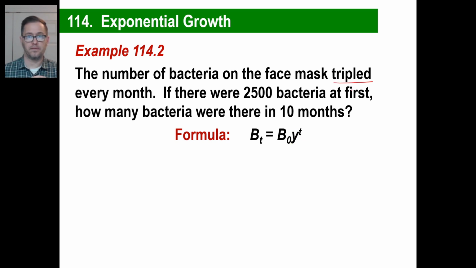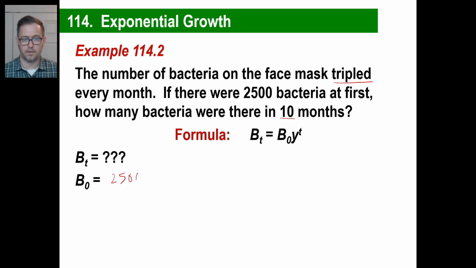It's that, right? So we know that number is going to be 3. Okay. So the t will be what? That's the time that goes by. That's going to be 10, right? That's 10 months. Okay. So here we go. All right. That's what we're looking for. B sub t. The B sub 0 is going to be 2,500, right? That's what we're starting with. All right. The y sub t is going to be, it's tripling. And after 10 months, that's what you're going to do. There we go. So that's how we're going to figure that out.